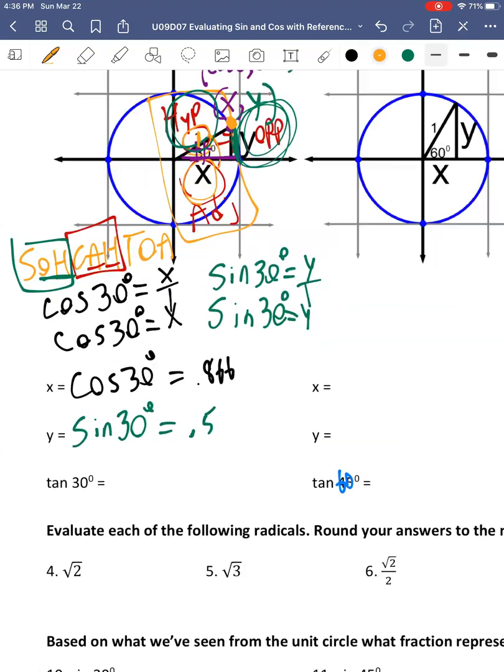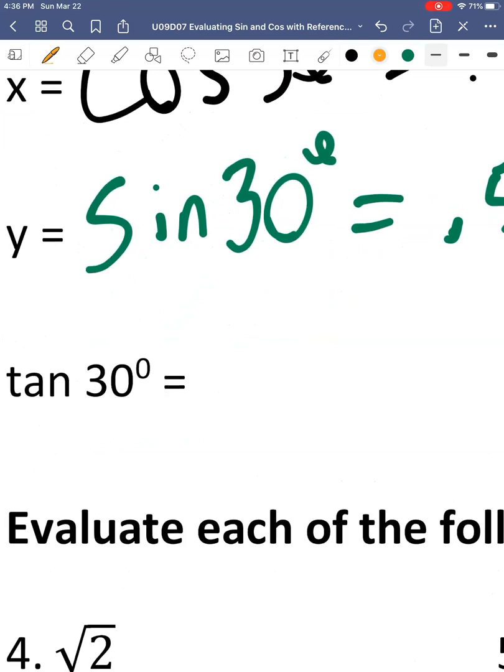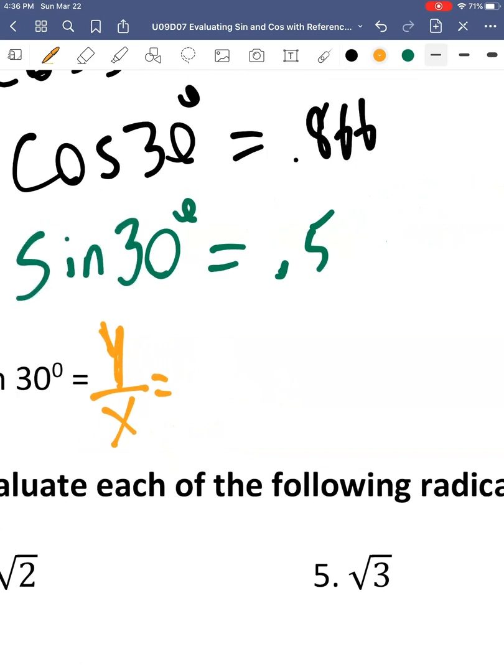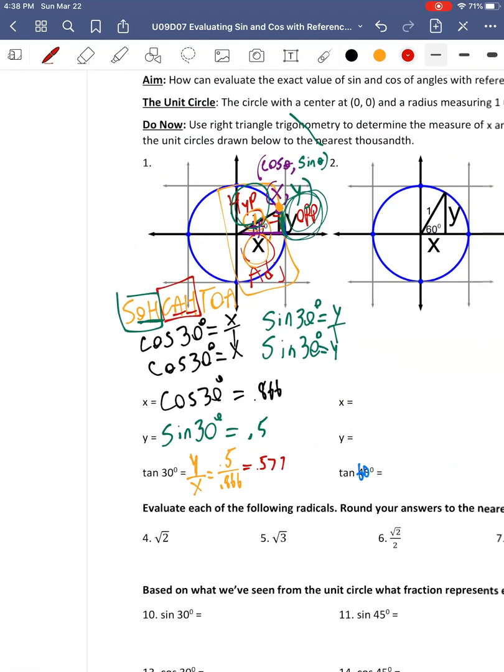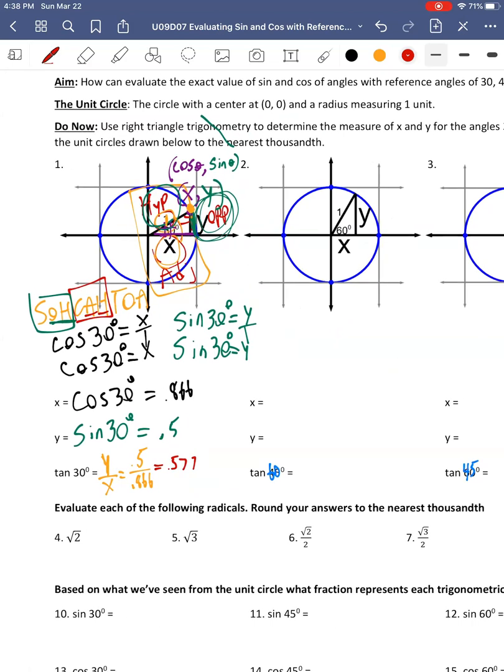Now, the tangent of 30 is going to be equal to the opposite side, which in this case is y, divided by the adjacent side, which is x. So in this case, that would be 0.5 divided by 0.866, and just going to use my calculator for a moment, 0.577 approximately. And that's how we find the sine, cosine, and tangent of 30 degrees using the unit circle. So we're going to apply the same things to find it for 60 degrees.